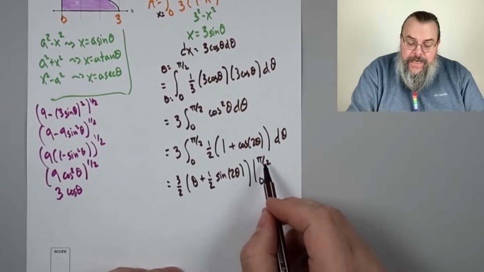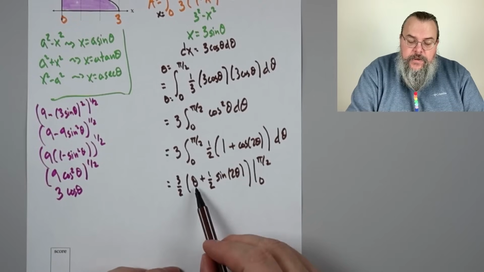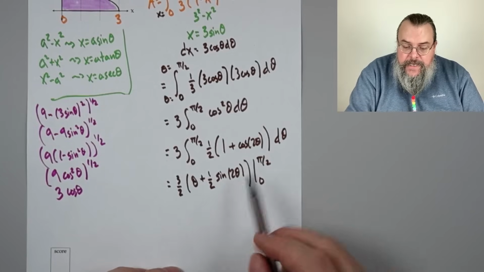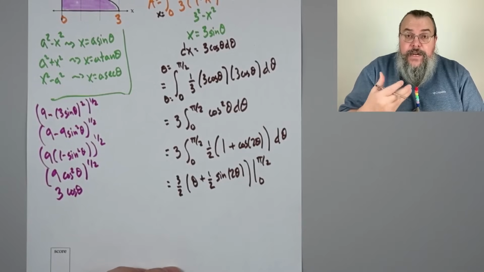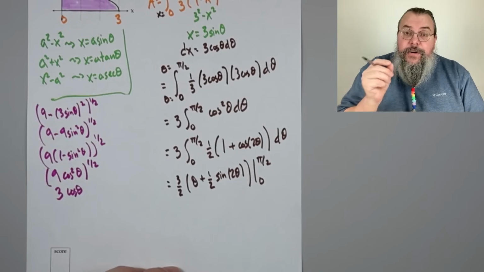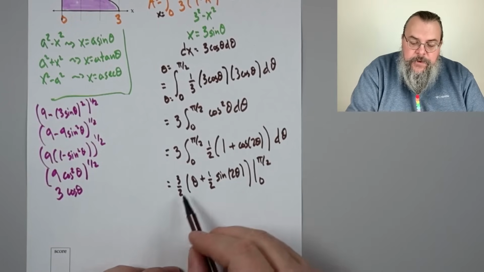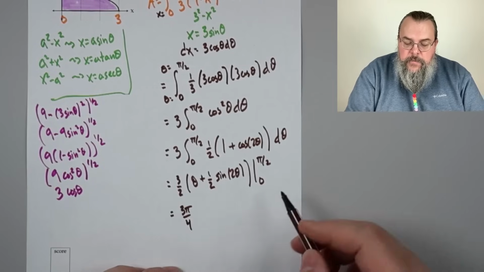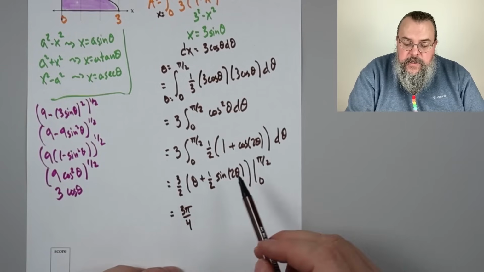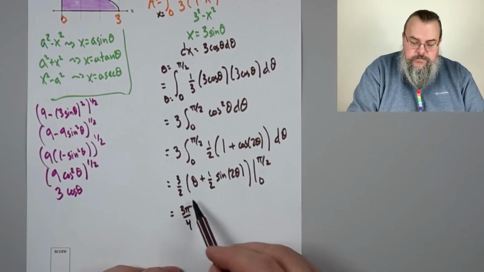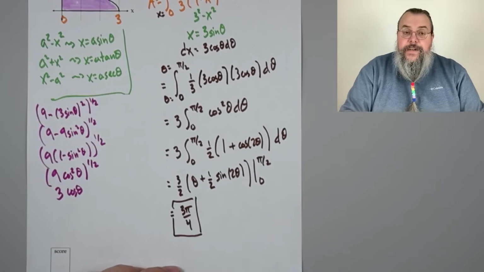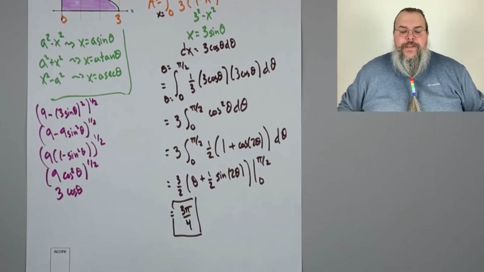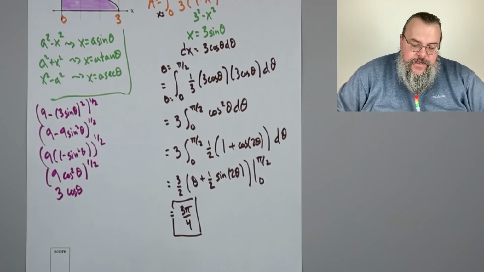Plug in pi halves. Well, pi halves is pi halves. Sine of 2 times pi halves, sine of pi is 0. So we end up with 3 halves times pi halves. That's 3 pi over 4. Plug in 0, you get 0 and 0. So we're done. 3 pi fourths. Nice. Okay. Cool.